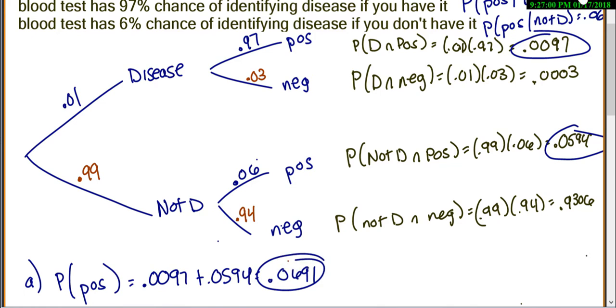Out of everyone in the population, 0.0691 of them should have a positive result. People that do have the disease, people that don't, just all together about 6.91% will have a positive test result.